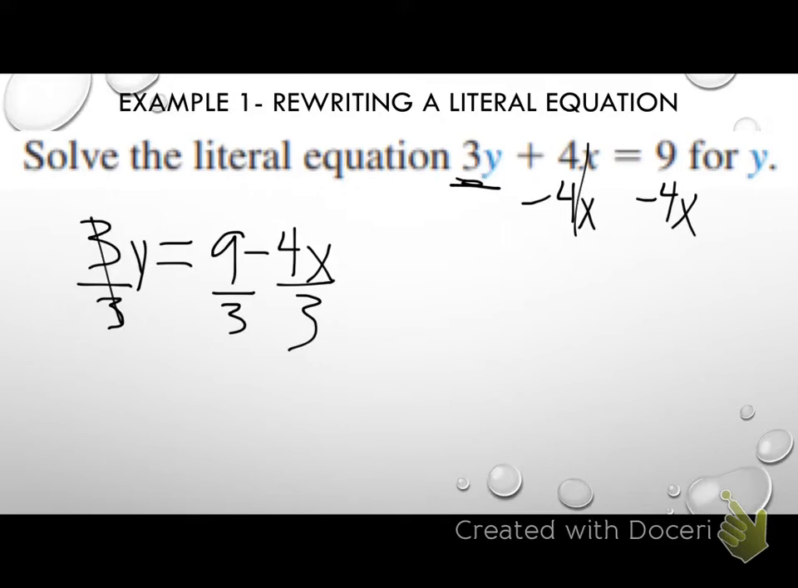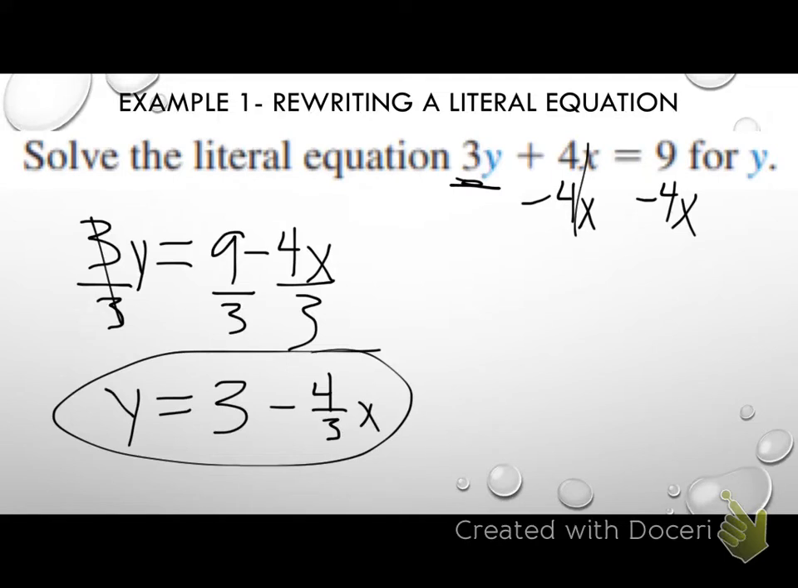Anytime I multiply or divide on both sides, all the terms have to get multiplied or divided by that number. So I'm doing 9 divided by 3, which gives me 3. I'm also doing negative 4x divided by 3. Will that give me a whole number, dividing 4 and 3? No. Can I simplify that fraction at all? No. So I'm going to leave it as minus 4 thirds x. Is y now by itself? Yes, there's my answer.